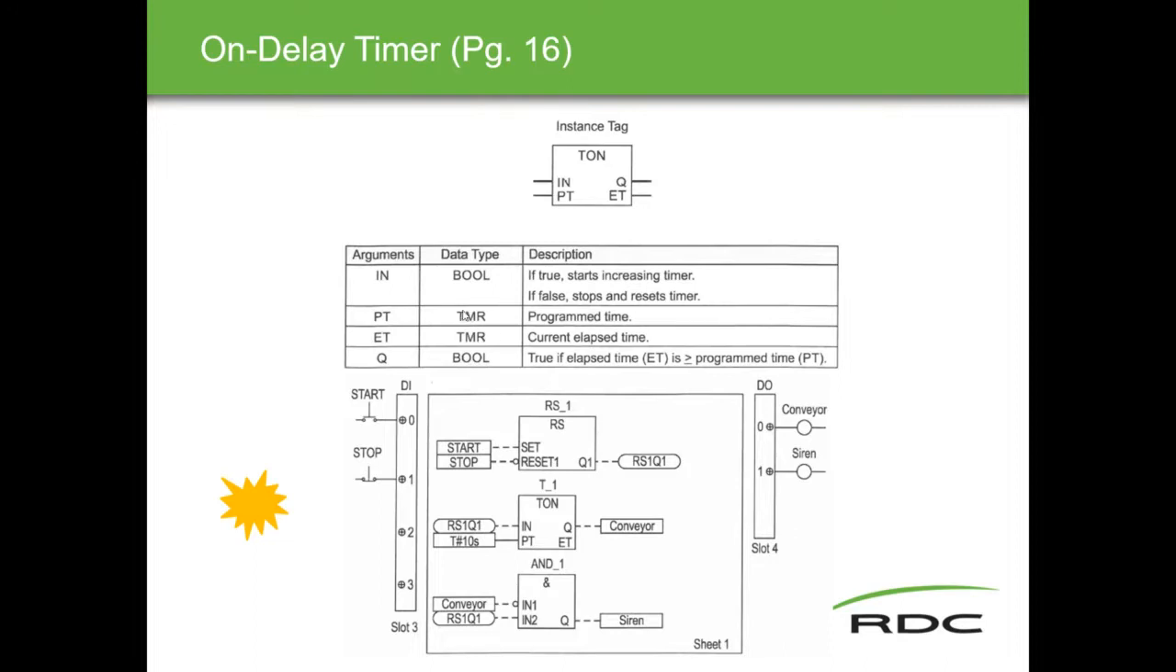Data type for timers, and I guess I didn't mention this last time, but you'll notice it for sure if you're programming a timer block, the different types of data: Boolean, integer, real, etc. Timers need timer data, okay? Counters usually have counter data as well. You'll see that as we go by. Okay, so here's an on-delay timer.